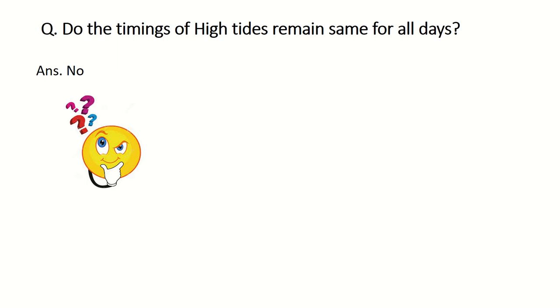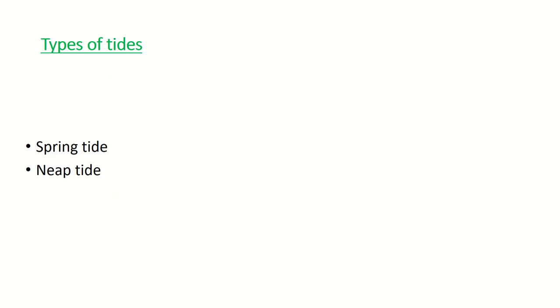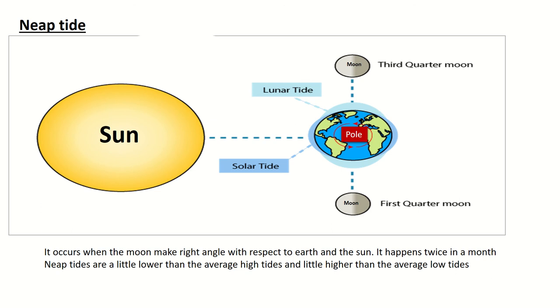So we have seen two types of tides: spring tide and neap tide. Spring tide happens when the sun, moon, and earth lie in a straight line, and neap tide happens when the sun and moon make a 90-degree angle at the earth.